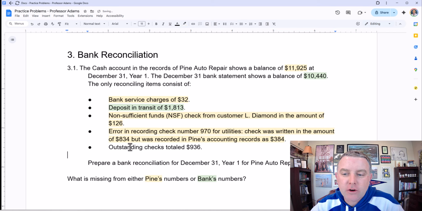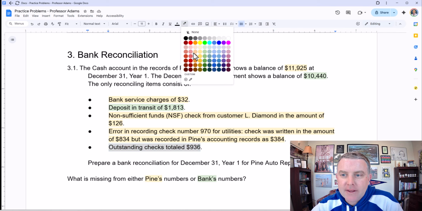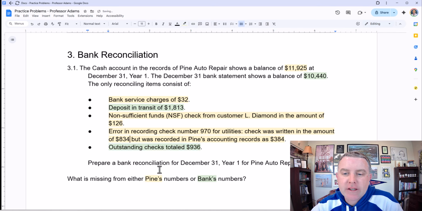Okay, so that's something we don't know about. And then finally, outstanding checks. We wrote checks to pay off bills, and they have not been cashed by the people we wrote those checks to. So the bank doesn't know about these. The bank does not know about the checks that we wrote.